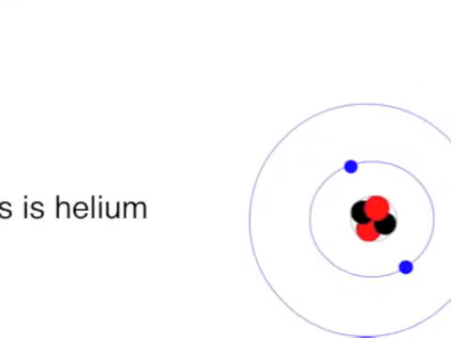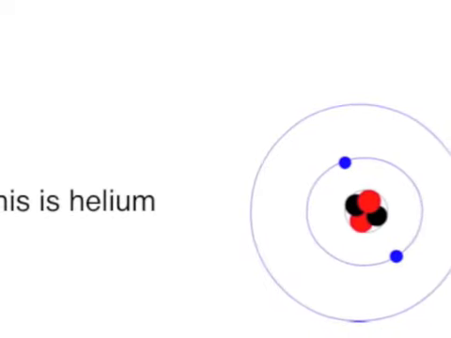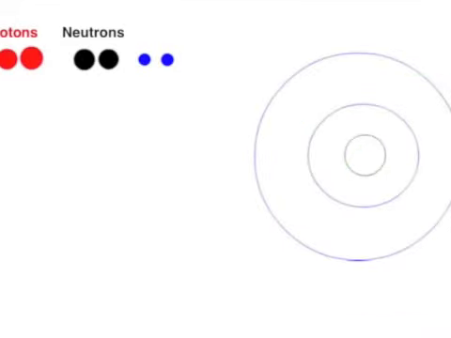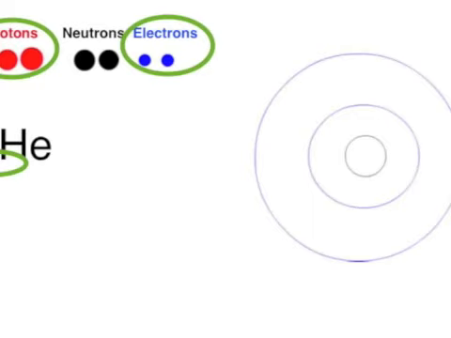This is a representation of a helium atom, the second element in the periodic table. The element symbol He is written with two numbers, one above and one below. As part of this explanation, we'll split the atom into its component parts. The protons are represented by the red dots, the black dots are neutrons, and the blue are electrons. On the symbol, the number 2 represents the proton number, the number of protons in the nucleus. It's sometimes called the atomic number.